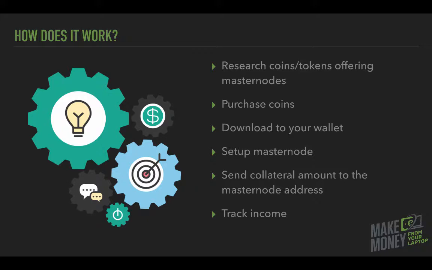We need to find a masternode host. And there's a few different websites out there that offer hosting plans and sales of masternodes. But we would set up that masternode, and then we would send that collateral amount into the masternode address. And at that point, we're up and running, we're hosting it. We just need to track the income to ensure that we're receiving the benefits that are in line with what was presented to us as far as the potential rewards that are part of that masternode.